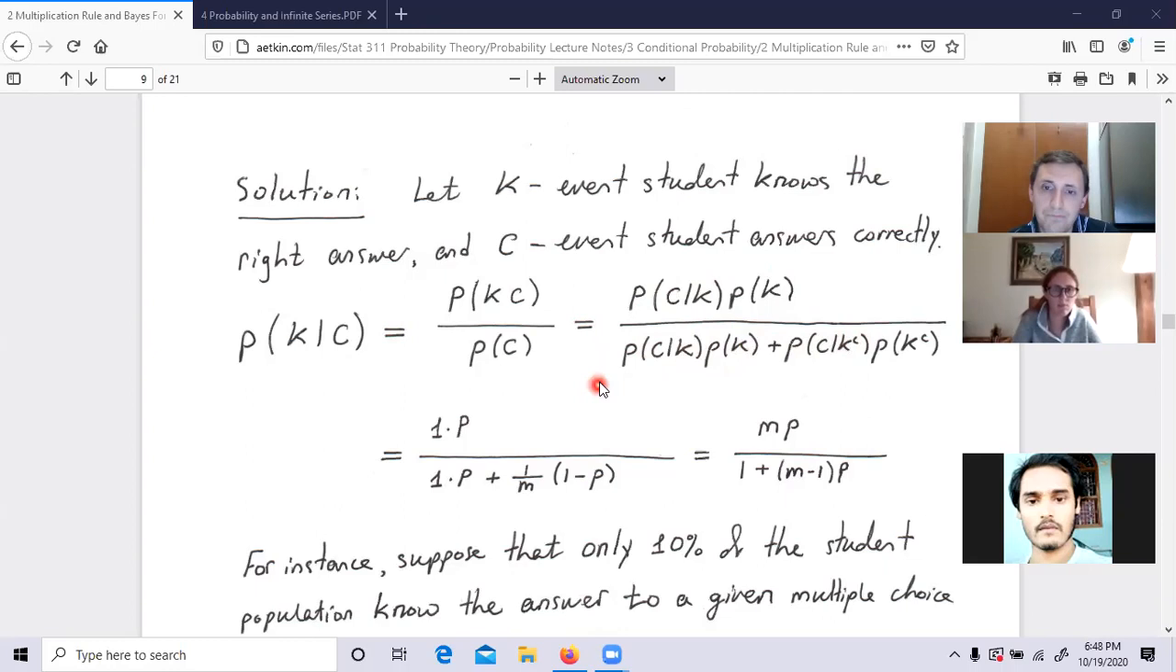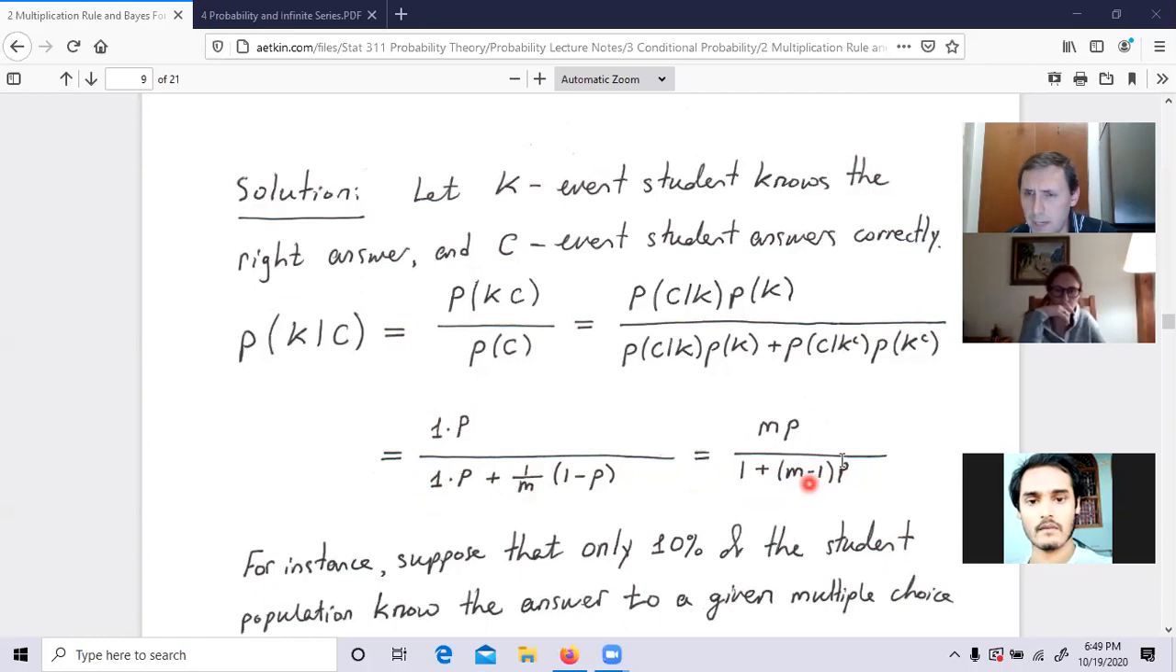So we have this line here. Now the numerator is what? We're assuming that correct given knowledge is one. Always, it's not true by the way, but let's say that is true. One times the probability of knowledge, divided by one times the probability of knowledge plus one over M, that's the probability of correct given no knowledge, which means guessing, times the probability of not knowing, which is one minus P. Now I can multiply numerator and denominator by M to make the presentation nicer, right? So that would be MP here and MP here minus P, which is (M minus one) times P, and there is going to be the plus one here. So I can present my answer this way or that way, good?